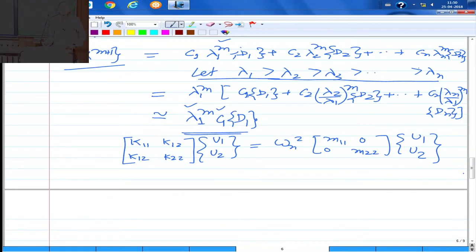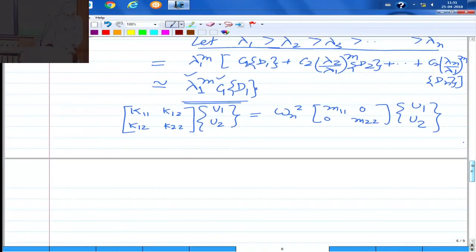So how will we go about doing this? First, if your interest is to find the smallest omega n, then you use the inverse approach. That means multiply both sides by K inverse and then convert this into A x equal to lambda x, where lambda is 1 by omega n square. So you will get the smallest value of omega n. If you want the largest one, obviously in this case there are only 2 eigenvalues, then you pre-multiply both sides by M inverse and again convert to A x equal to lambda x form.